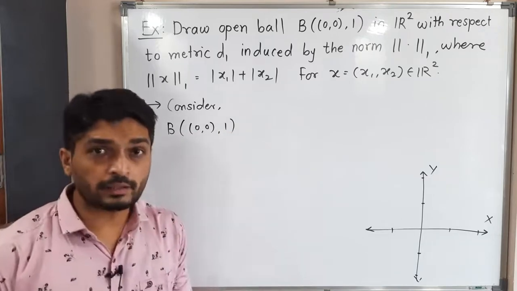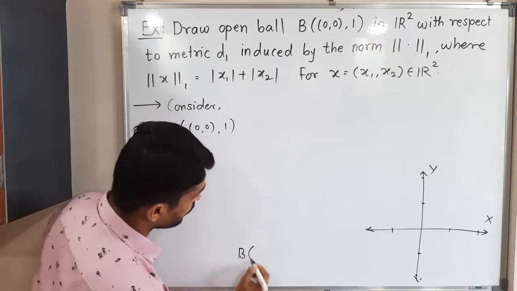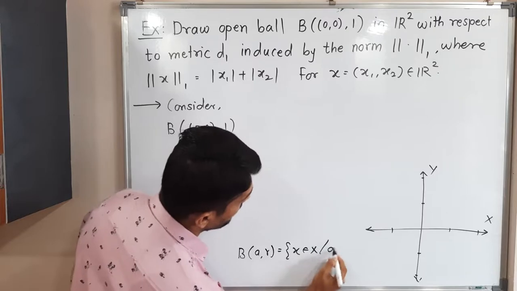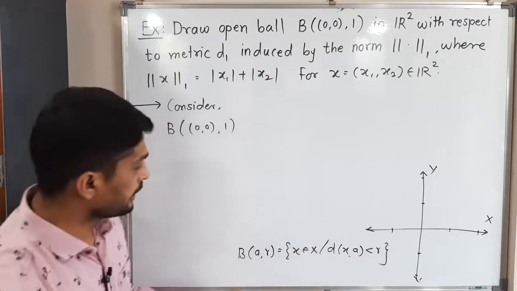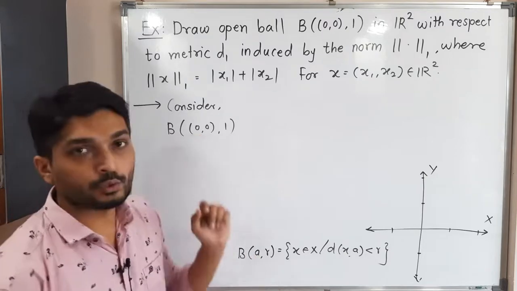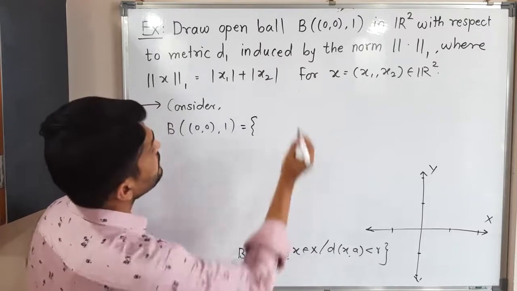Let me write the definition of open ball again. The open ball with center a and radius r is defined as {x belongs to X such that d(x, a) < r}. So this is the definition of open ball. a is the center of the ball, r is the radius of the ball; the center is (0, 0) and the radius is 1. Let us find it. So this is equal to {x, where x is in R2.